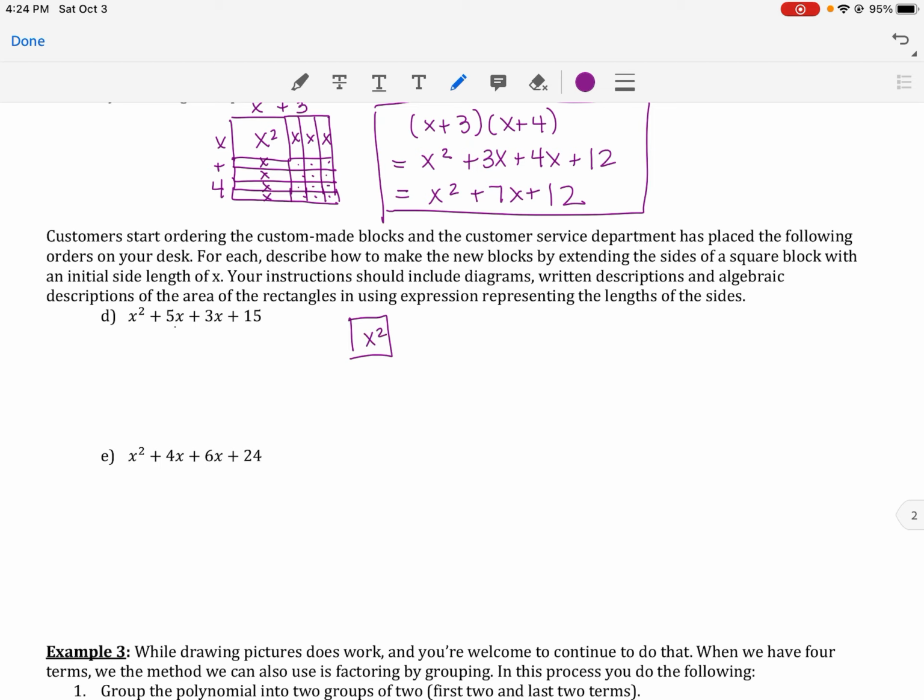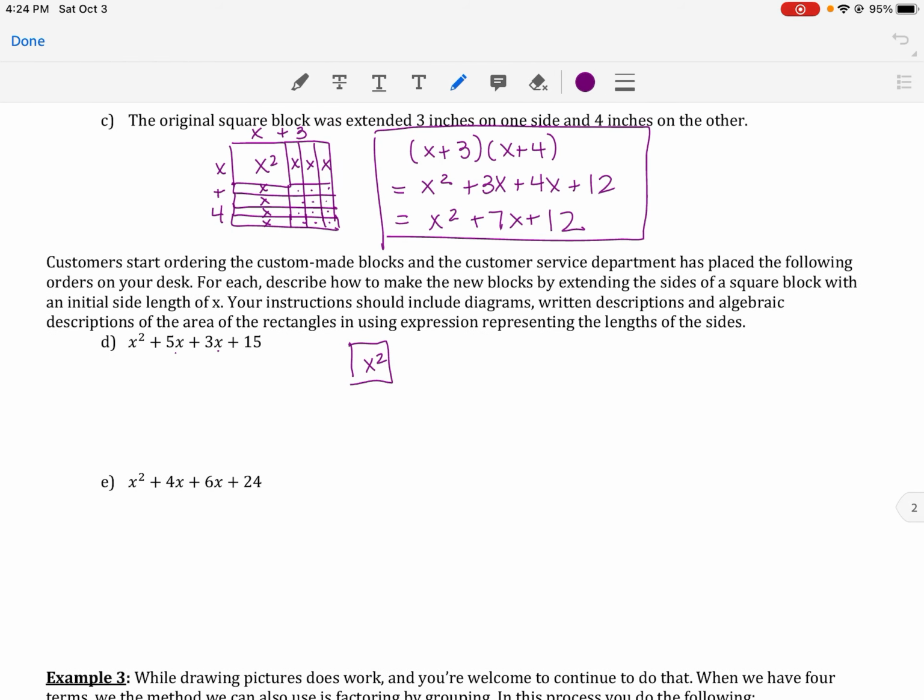Then it says you've got a 5x and a 3x. To get that 5x and the 3x, like notice the problem above, they had a 3x and a 4x. Notice that related to how long we extend the sides. So it means one of these sides is an x plus 5, and one of these sides is an x plus 3. You see now why I rewrote it in 2 separate ways?